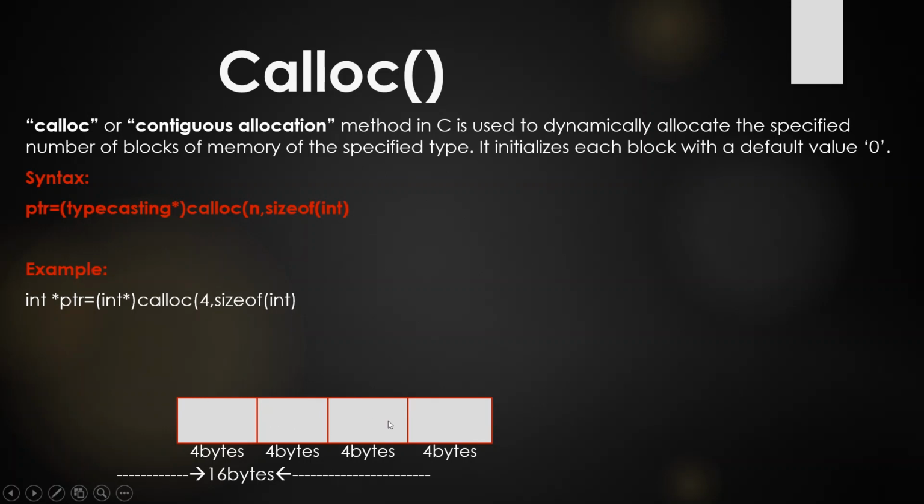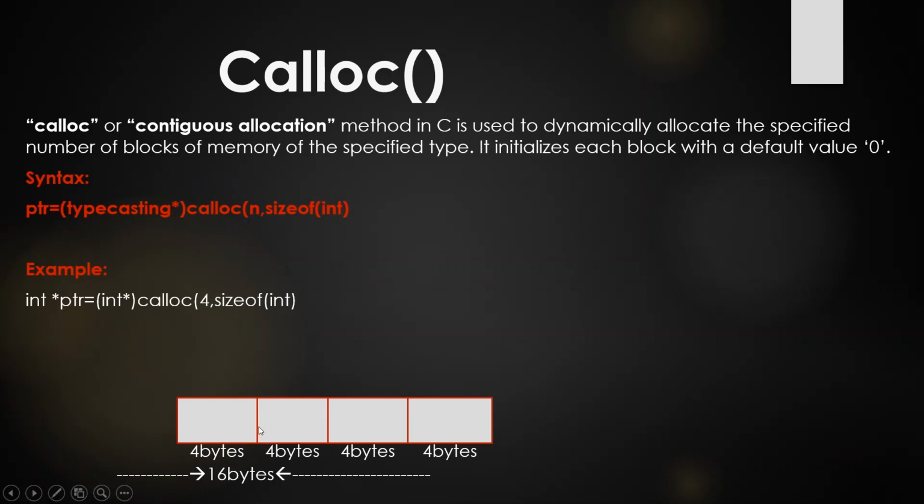See here, this is the example program, an example of the memory allocation. Each block is of 4 bytes, 4 bytes, 4 bytes, 4 bytes. Overall it is 16 bytes, but each block occupies 4 bytes of memory in the heap. And after memory allocation, each block will be initialized to 0.